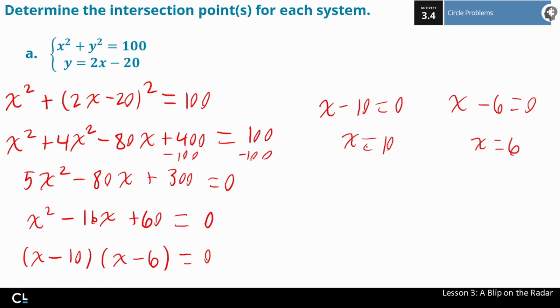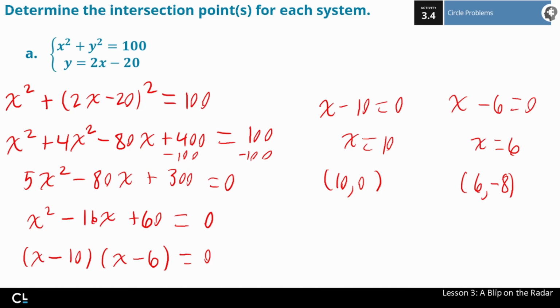Now last but not least, we need to put these in to get our y coordinate. Right? So we're going to use this bottom equation. We put 10 in here. 10 times 2 will give me 20. 20 minus 20 will give me 0. Put the 6 in there. 6 times 2 will give me 12. 12 minus 20 will give me a negative 8. And there's our two coordinates.